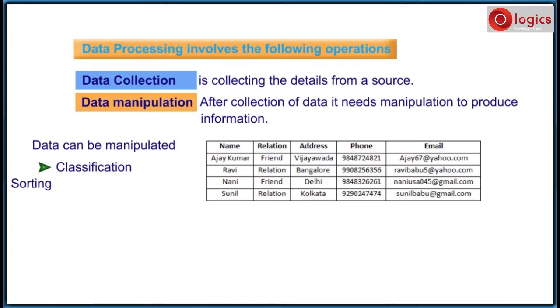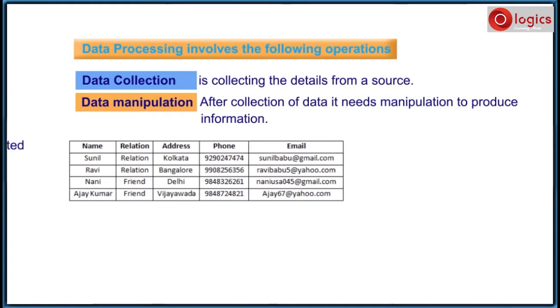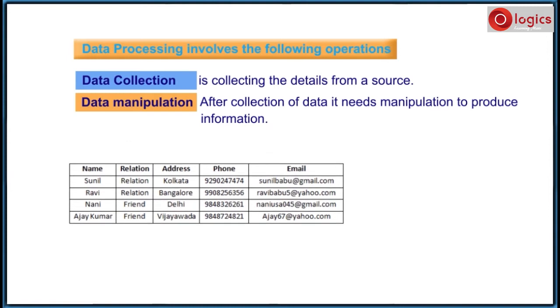Sorting. Data can be arranged in an order like ascending order or descending order. See, this is ascending order. This is descending order of the data. You need to manipulate the data for calculations also. You can perform different calculations with the data. That's about data manipulation. Now let us see information management.